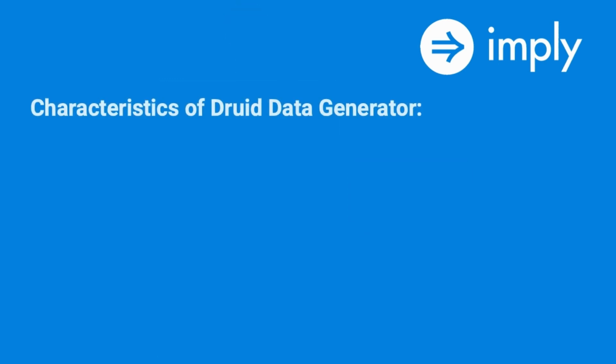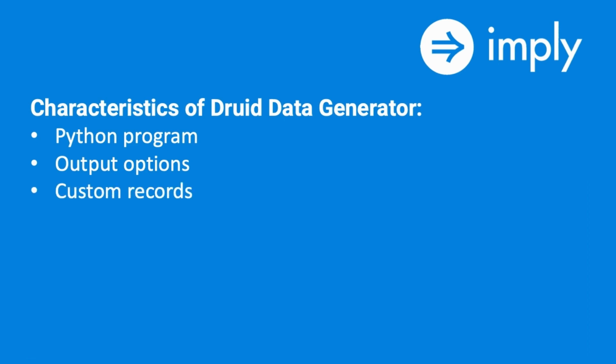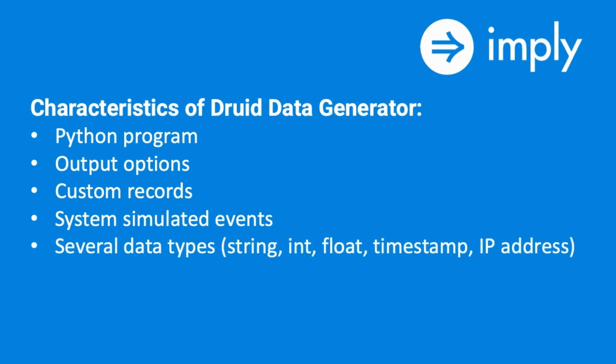Here are some of the characteristics of this data generator. It's a Python program, so it can run just about anywhere. It can generate data to standard out, a file, or even a Kafka topic. It can generate records of different types, or in other words, records with different types of timestamp, attributes, and measures. The data generator can simulate events based on a sequence, like you might see in clickstream data. It can generate dimensions containing all the common data types, including string, int, float, and even IP addresses and timestamps.